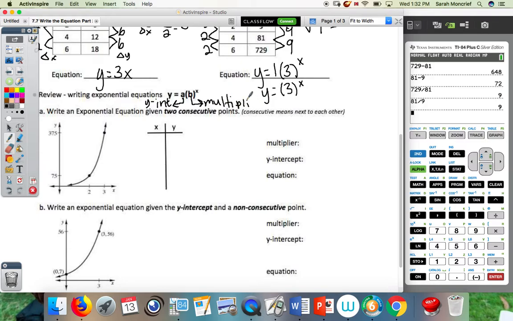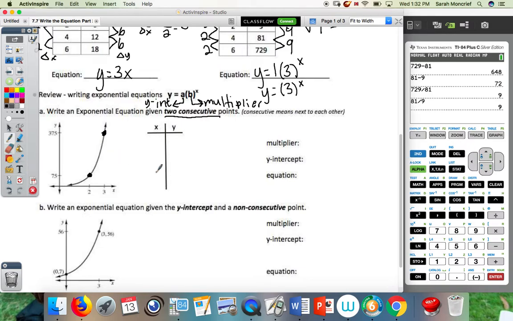I wish I wrote faster, but if I write any faster, this handwriting is going to be so much worse. So let's look at this. Write an exponential equation given 2 consecutive points. That means it's one after the other. Let's look at what our points are. We have 2 and 75 and 3 and 375.